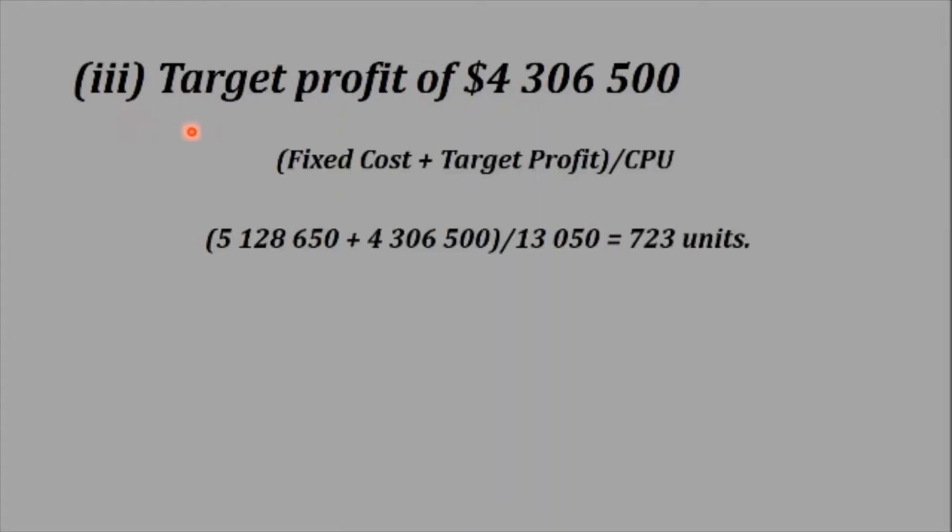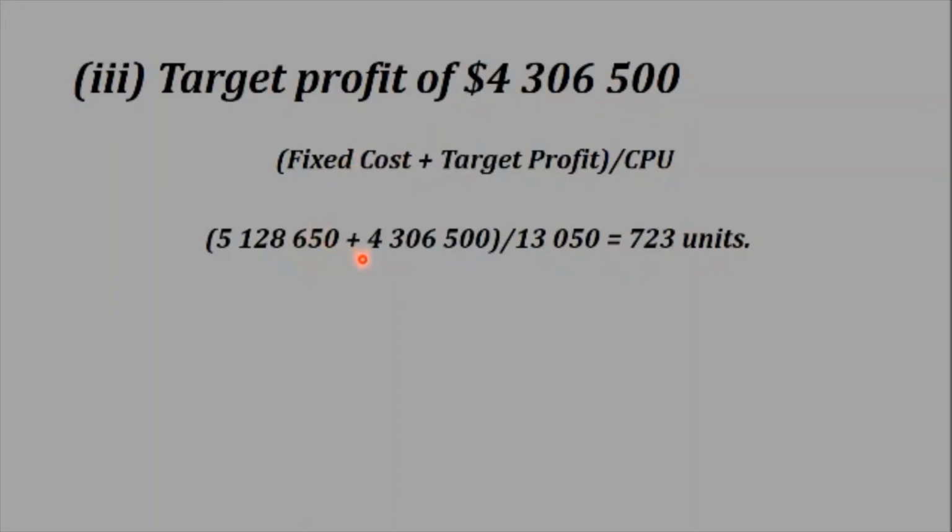Part 3, the target profit of 4,306,500. Okay, to get that target profit, we use a modified version of the break-even formula. We just add on the target profit to the fixed cost and we divide it by the CPU. So in this case, it's going to give us 5,128,650 and the 4,306,500 and then divided by the contribution per unit. And we will get 723 units we need to sell in order to make this amount of profit.